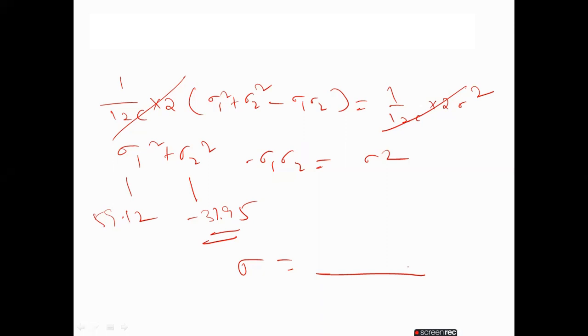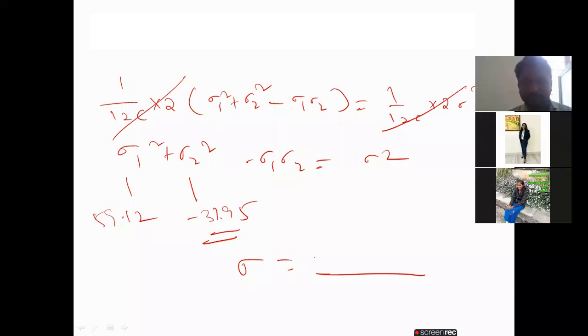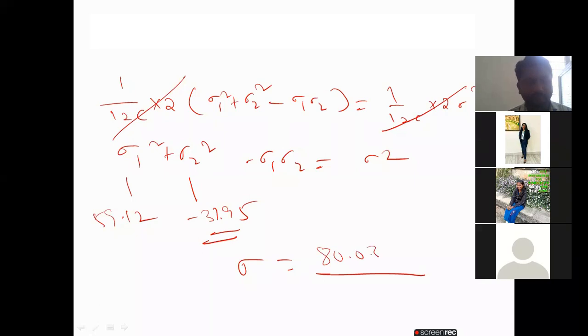80.03. How much? 80.03. Anyone? Another person? Please respond. Yes, sir, 80.03. Okay, thank you. That is the answer: 80.03 mega Newton per meter square. This is the equation.